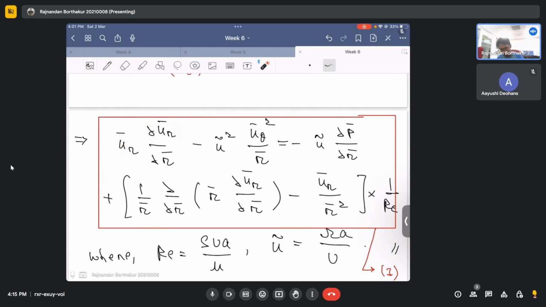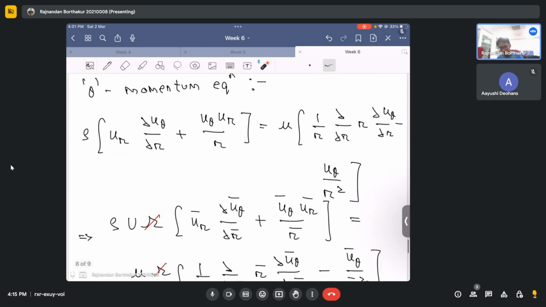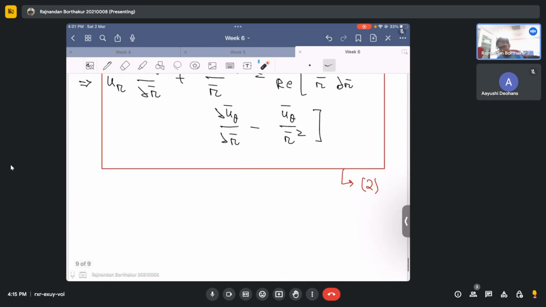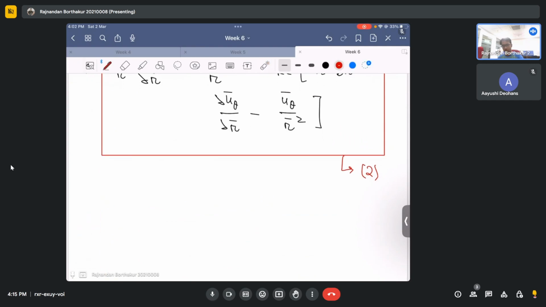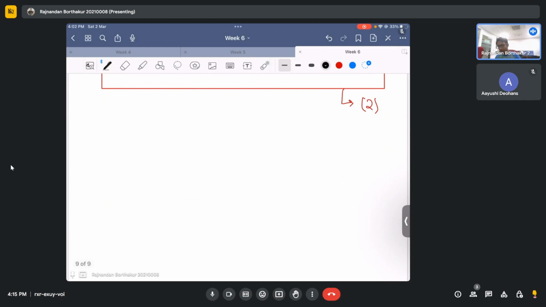Other terms I see are linear, but you have this u theta squared also here. So apart from these two terms, all these terms are linear, and so we have ended up getting two non-linear equations. Now can you tell me what equation did we not use yet? Continuity. Yeah, exactly.